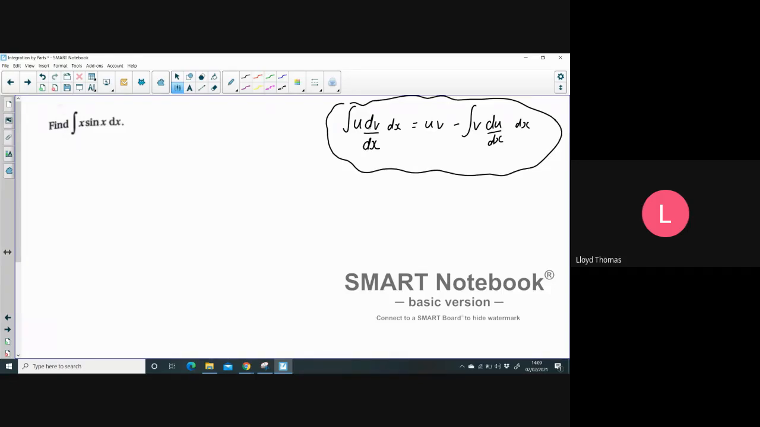One of these we can call u. One of these we can call dv by dx. And it doesn't actually matter which way around they go. For this one, I'm going to do them in the order that they come. And this is what we should be doing to start these questions, before you start using this formula, let's just label things. u is x, and dv by dx is sine x, because they're the two things that we're multiplying together in this question. They're the two things under the integral symbol with integration by parts.